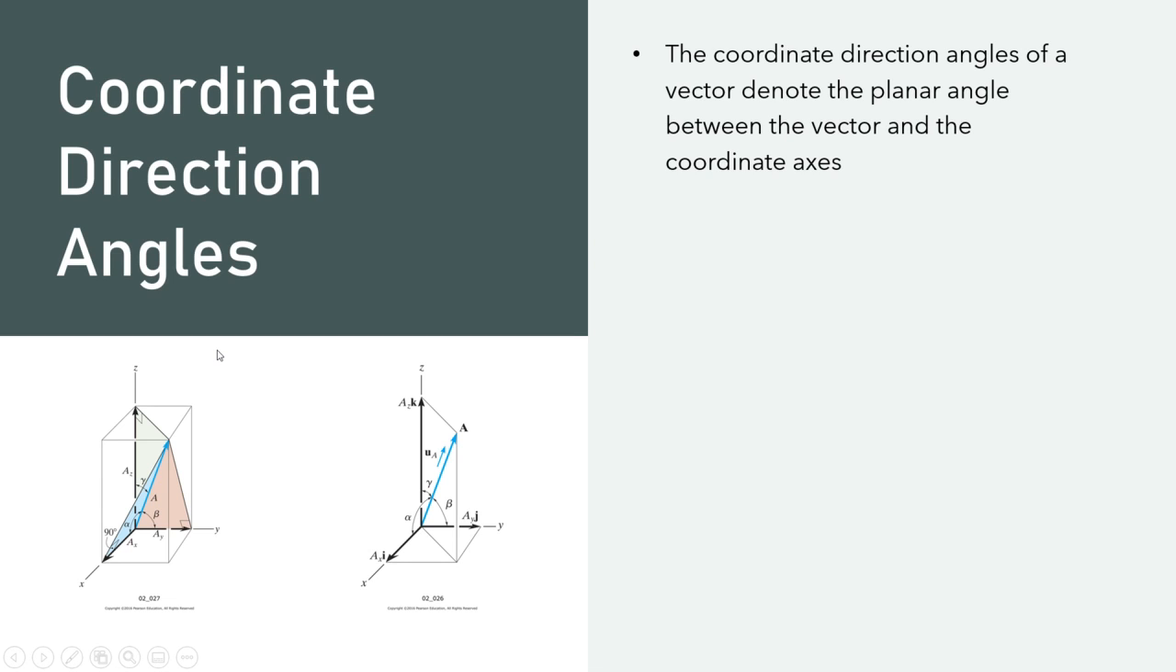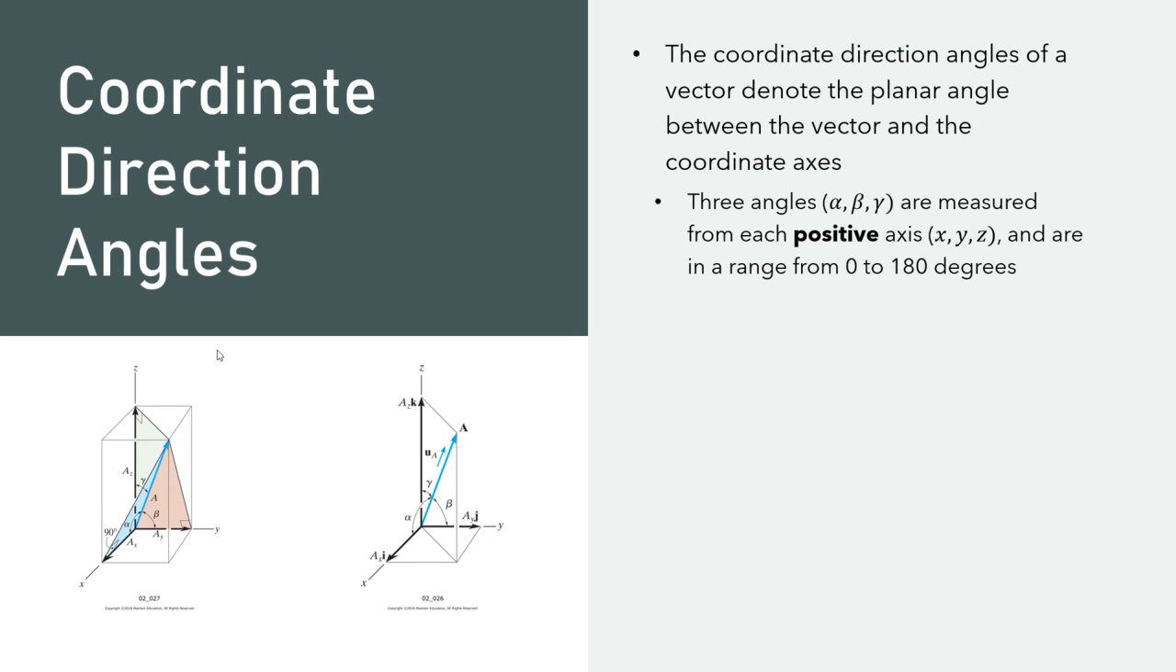The coordinate direction angles are simply a description of a planar angle between the vector and each individual coordinate axis. So of course, since you have 3 coordinate axes, you're going to have 3 coordinate direction angles, and they're going to be denoted by alpha, beta, and gamma, respectively, for the 3 axes x, y, and z. So a couple things about the convention.